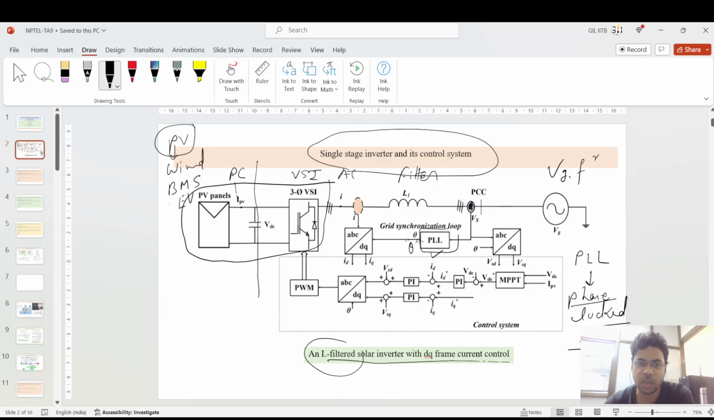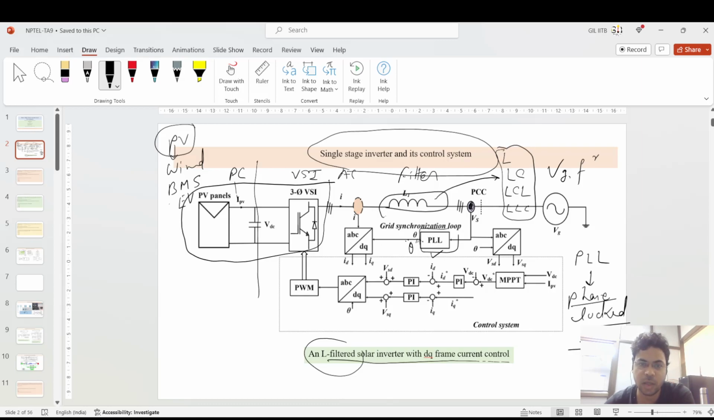If you see, the L filter is there. Many architectures are possible, such as L filter, LC filter, LCL filter, LLC filter. Based upon the utility, the filter is designed.